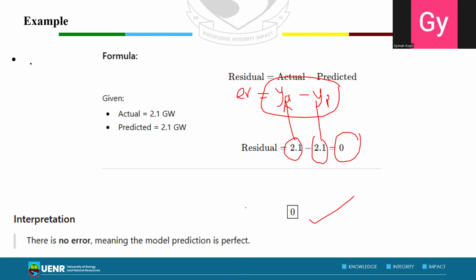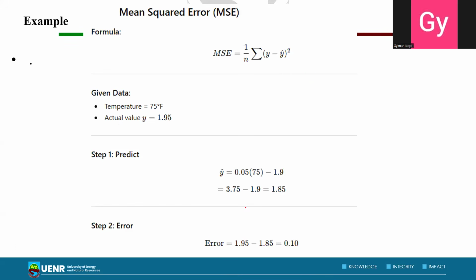So there is no error in this kind of prediction. Now, there's something we call mean square error, or root mean square error, but we will tackle the mean square error first. So let me compile this one too for you so that I'll deal with that one too.